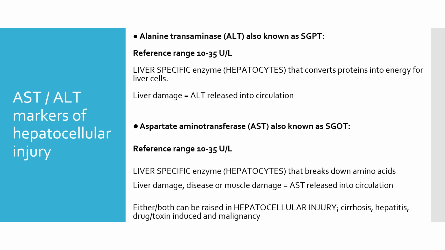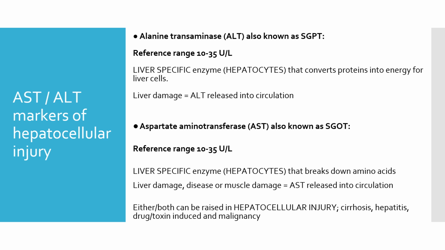Aspartate aminotransferase, or AST, again also known as SGOT, reference range again the same. Now that is a liver-specific enzyme also from the hepatocytes. It breaks down amino acids, and if the liver is damaged or there's disease or muscle damage, AST can be released into the circulation. So that damage can be from hepatocellular injury, liver injury, cirrhosis, hepatitis, drug or toxin induced, and also malignancy. And we'll talk a little bit about ratios.